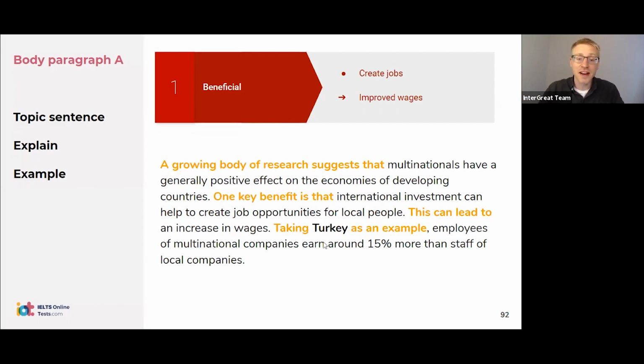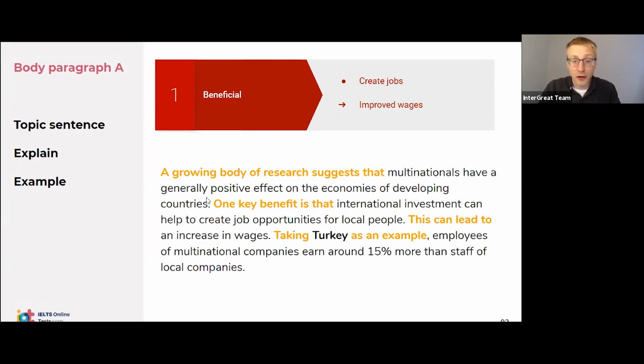Employees of multinational companies earn around 15% more than staff of local companies. Okay, this was a quick Google that I did to find out this statistic. Obviously, in the test, you won't be able to Google this, and that's fine. You can invent the example.